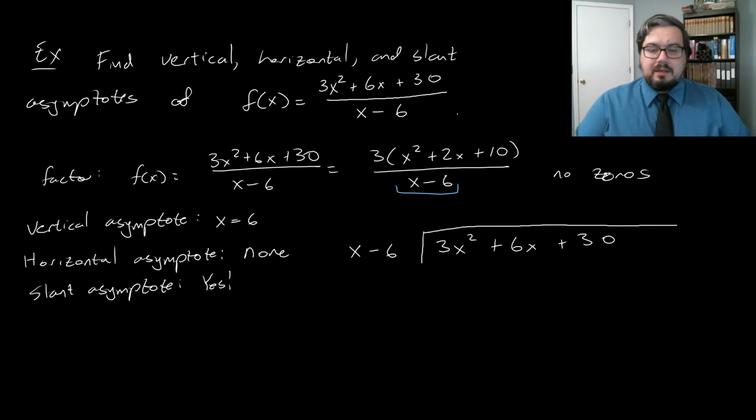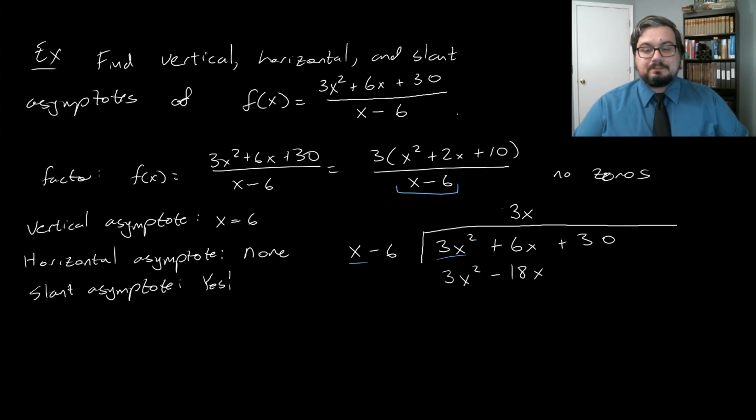So we say, what do we have to multiply x, the leading term of the divisor, by in order to get 3x squared, the leading term of the dividend? In this case, in order to get from x to 3x squared, we have to multiply by 3x. And notice I'm putting it over the x term that already existed in the dividend. So now we take 3x times x minus 6, and we get 3x squared minus 18x. And now we'll subtract.